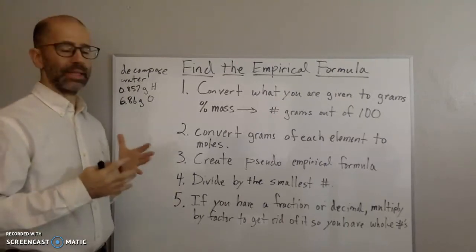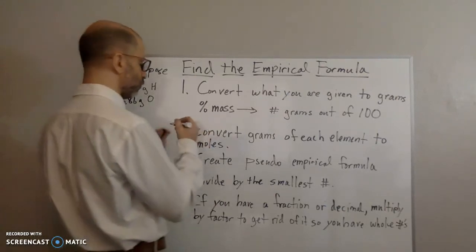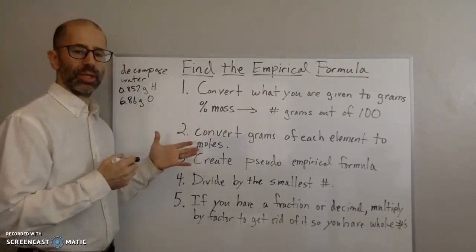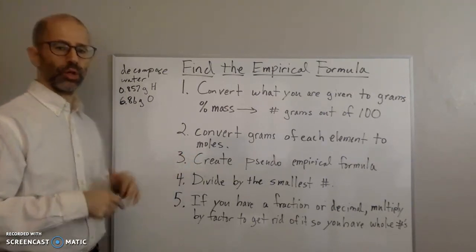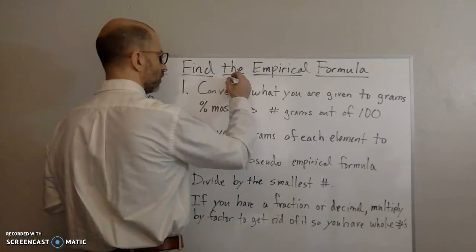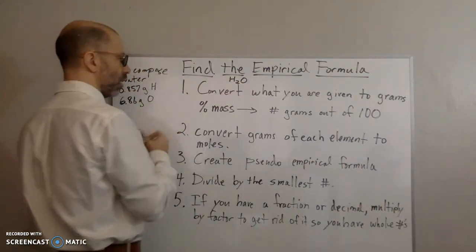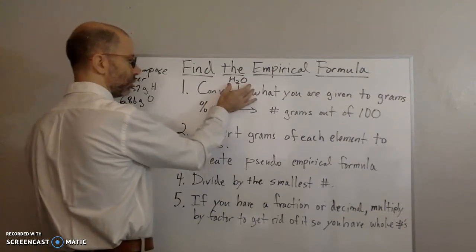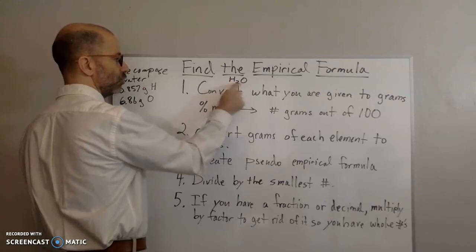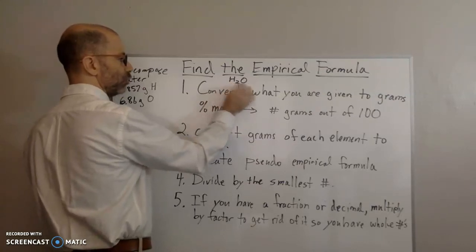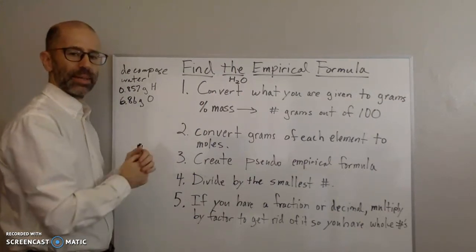Since they want you to find an empirical formula, you have to remember that the empirical formula is the formula of the substance with the lowest whole number ratios. So for example, water, H2O, is the actual formula of water, but you'll notice that the 2 and the 1 are already in a 2-to-1 ratio. That's the lowest whole number ratio you can get, so it's already the empirical formula.